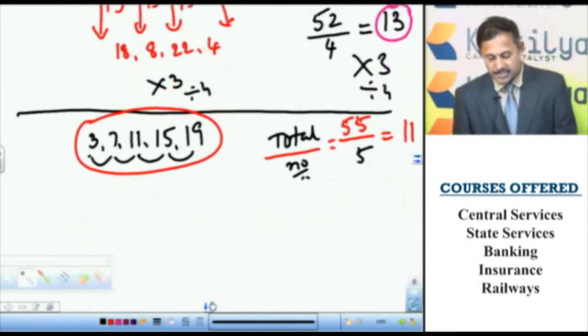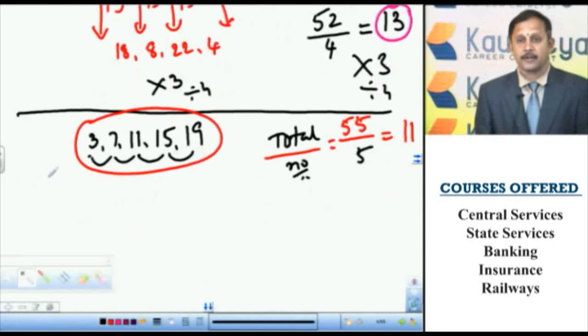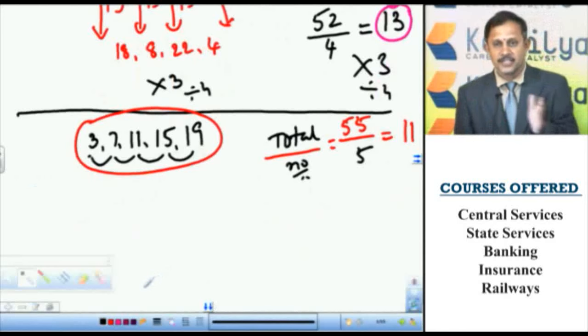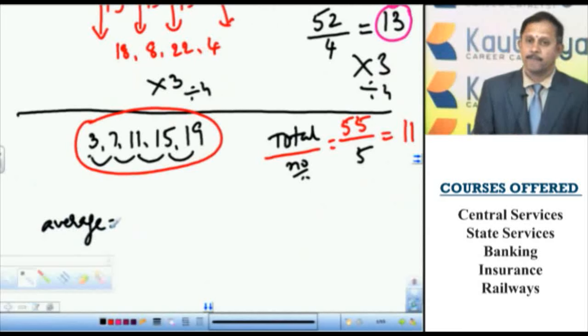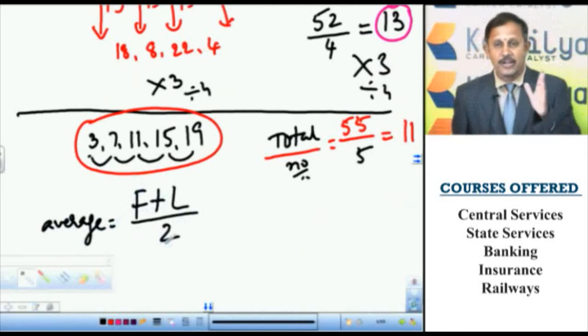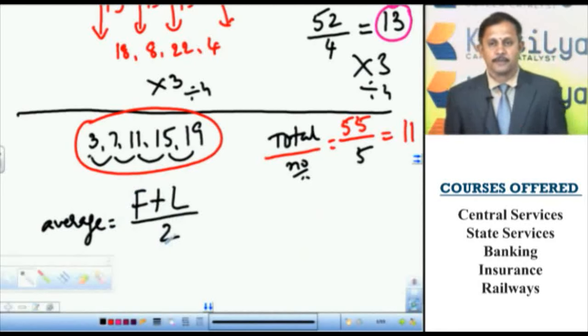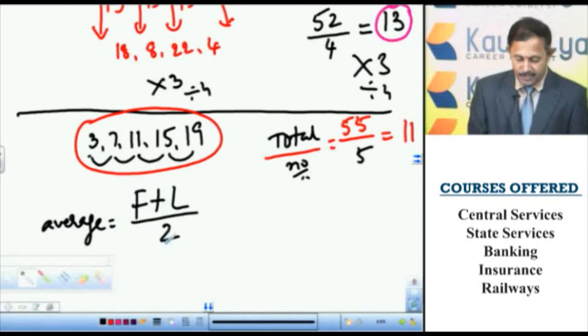So here we can generalize a condition. If the difference between successive elements is constant, then the average can be obtained by using the formula first element plus last element by 2. I repeat it. If the difference between successive elements is constant, then their average can be given by using the formula first element plus last element by 2.